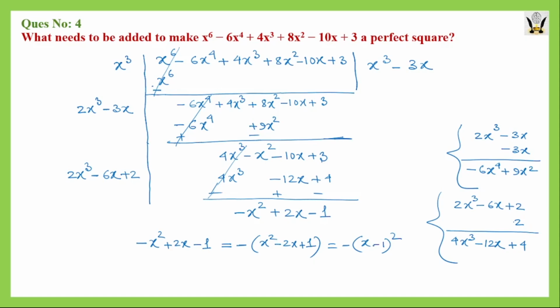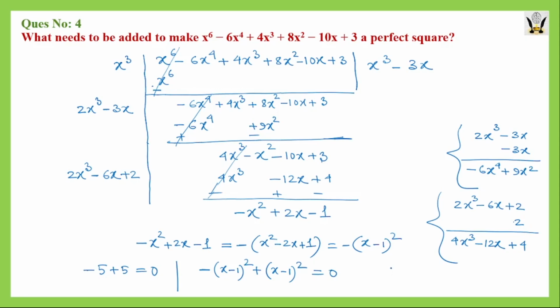But if a given algebraic expression or polynomial is to be a perfect square, then we know by the long division method the final remainder value should be 0. Now if we want to make this remainder value 0, then what we have to do, suppose we have the remainder minus 5, we know that if we add plus 5 to that, then that value will be 0. Similarly, we have the remainder minus x minus 1 whole square. So to that, if we add plus x minus 1 whole square, then they will cancel each other, and the final remainder value will be 0.